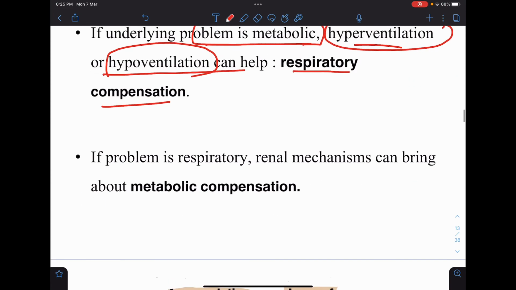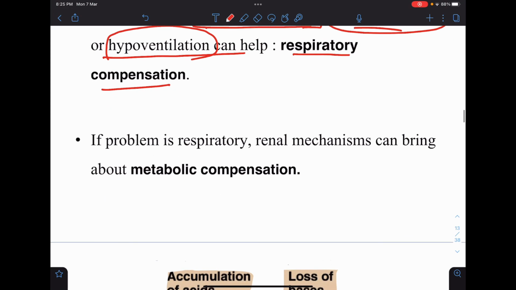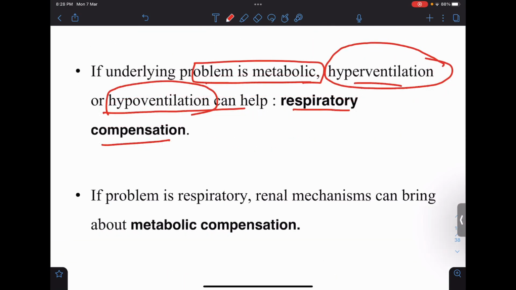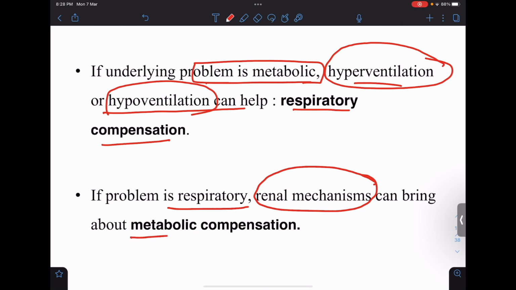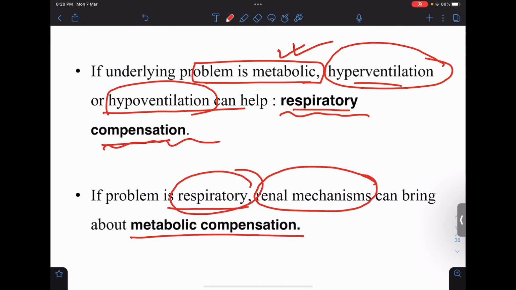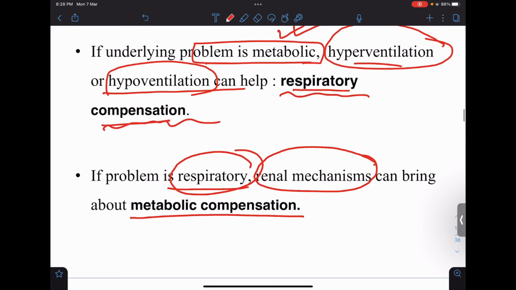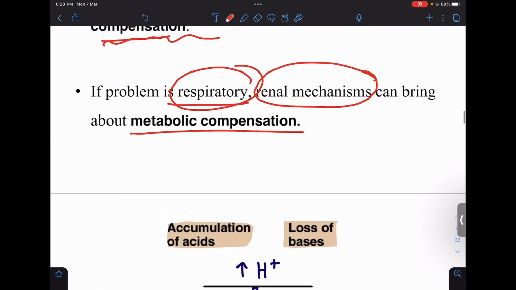If the problem is respiratory, renal mechanisms can bring about metabolic compensation. That means if there is respiratory acidosis or respiratory alkalosis, then the kidney will come into action for compensation, which is known as metabolic compensation. So if the problem is metabolic, the lung will act as the compensatory mechanism, and if the problem is respiratory, then the kidney will compensate for it. So this is the easy understanding of the physiological buffer system and how they work.